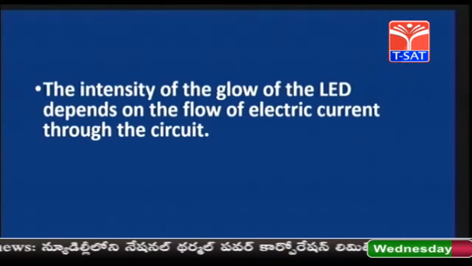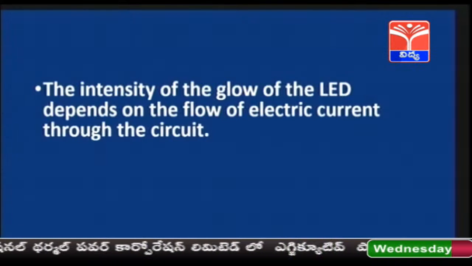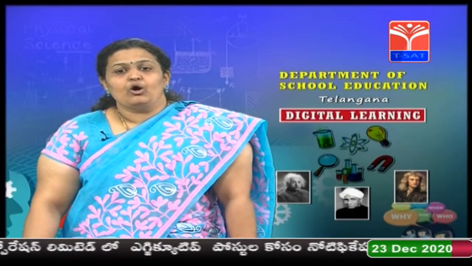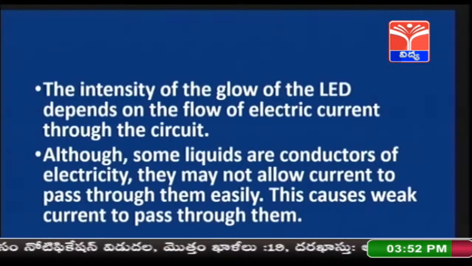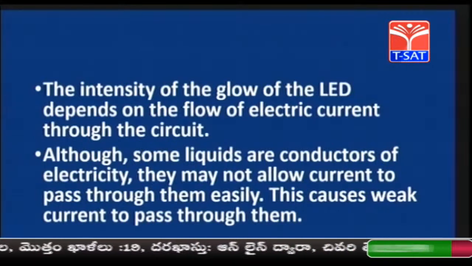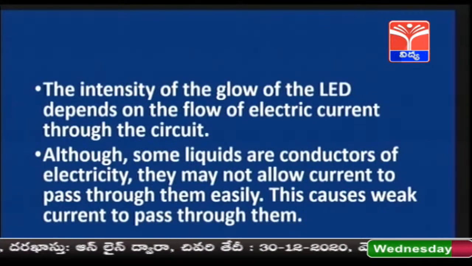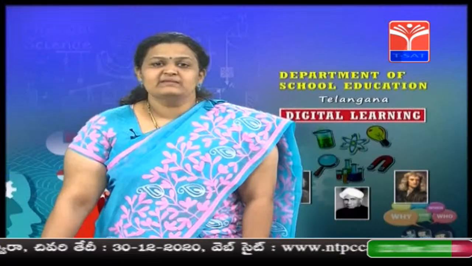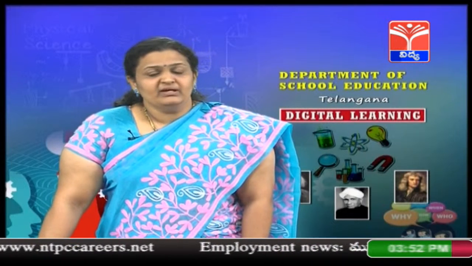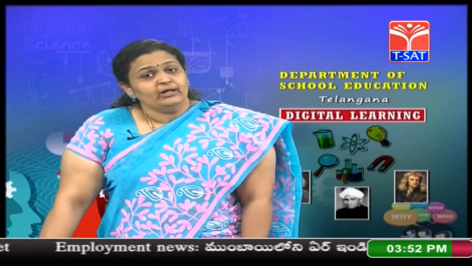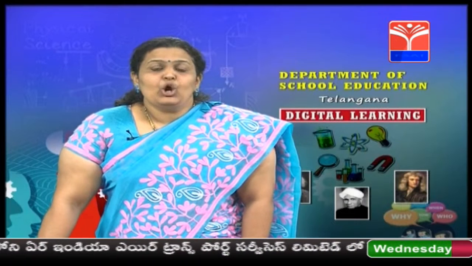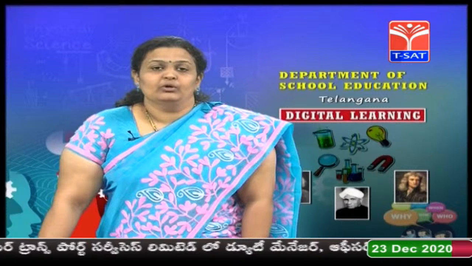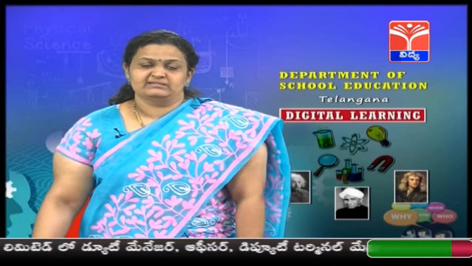So, the intensity depends upon how much current is flowing in the circuit, which means that although some liquids are good conductors of electricity, they may not allow current to pass through them easily, which causes a weak current in them. So children, it is simple to understand. Metals are very, very good conductors of electricity, whereas liquids, though they may be good conductors of electricity, current may not easily pass through them. Okay children, not as good as in metals.